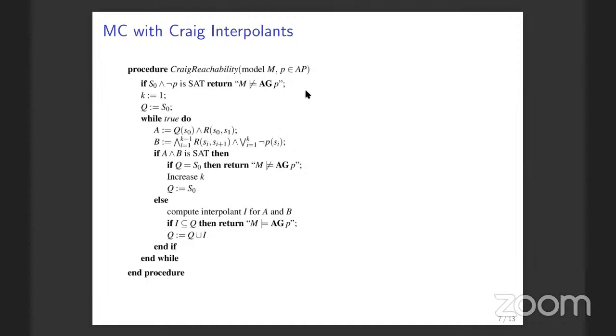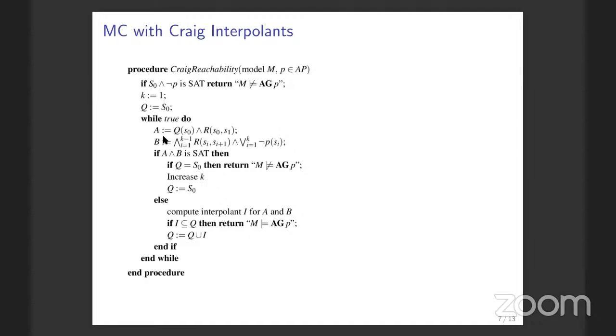So what this does is, you start with an initial state and a bad state, not P. If the initial state itself intersects with a bad state, then you declare it is unsafe. Otherwise, you start with this Craig reachability for K equal to 1, and you initialize Q to the initial state, and you do this until you either declare it safe or find a counterexample.